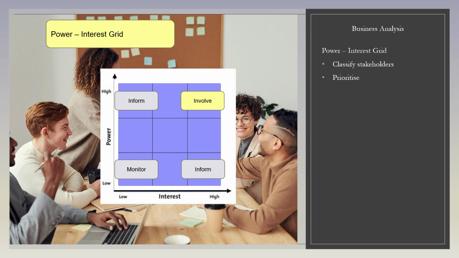Be clear, there are no fixed rules here. Every stakeholder should be treated individually. But broadly speaking, if they have a high level of interest and power, you are likely to involve them directly in the project as much as possible.